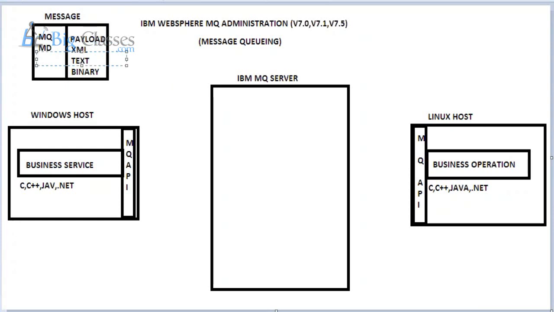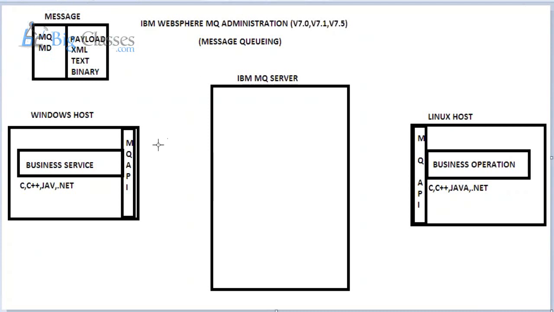The MQMD header holds control data about the message. Control data is nothing but the message ID, the message correlation ID, the message expiry, the message priority, the message persistence, this kind of data. Who defines this message? An application. The MQ server does not define any message. It does not define any data in the message.